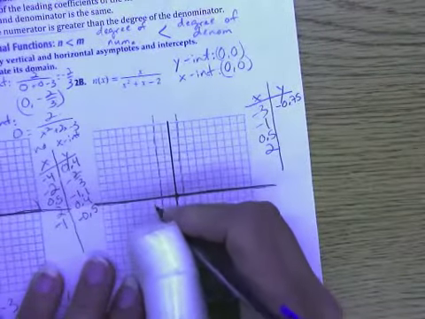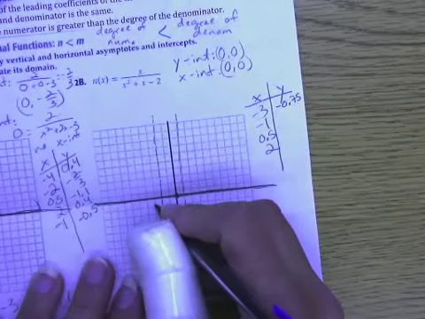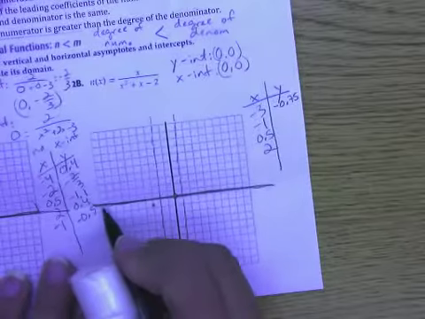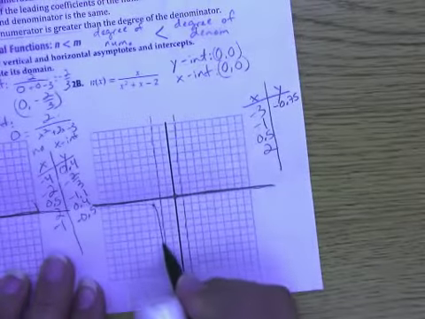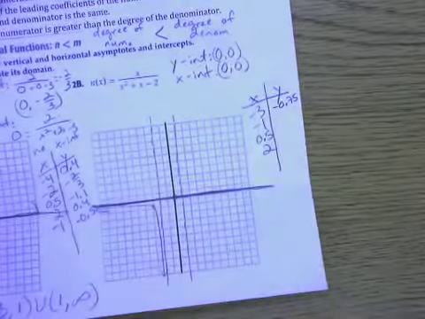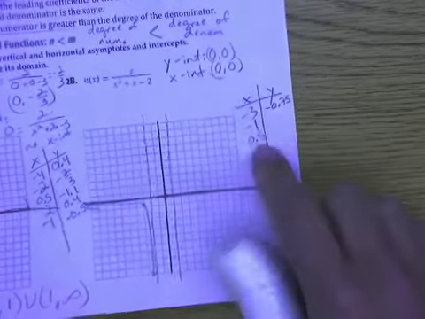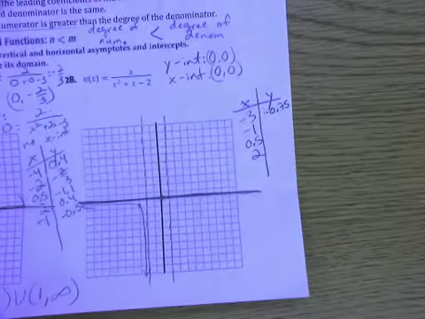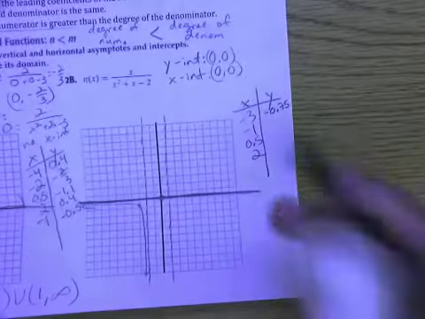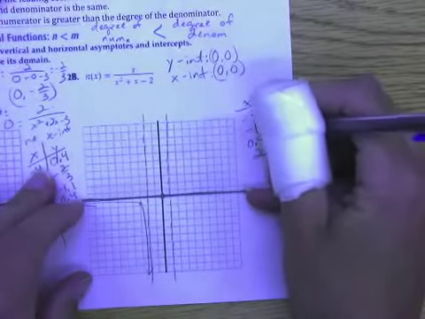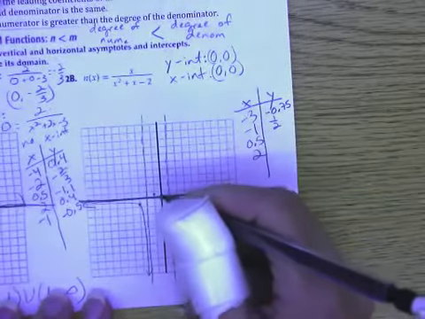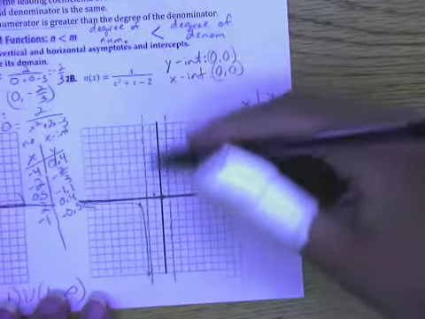When I plug in -3, I get -0.75. So -3 and -0.75, that'd be about here. And then based on that, you kind of, again, just hug your asymptotes. Plug in -1. And I get 1/2.